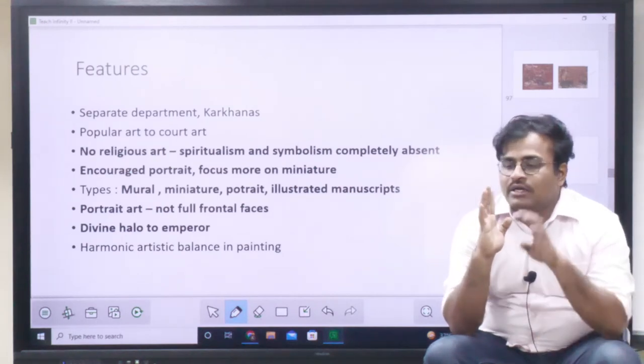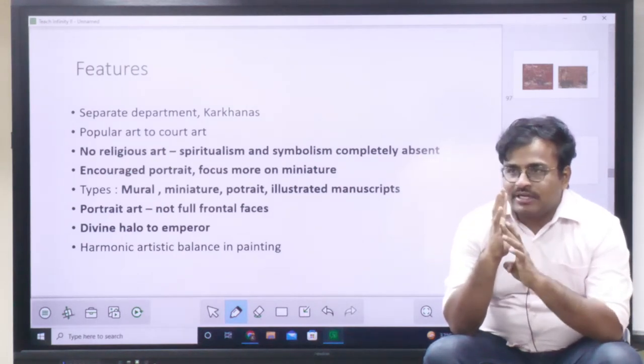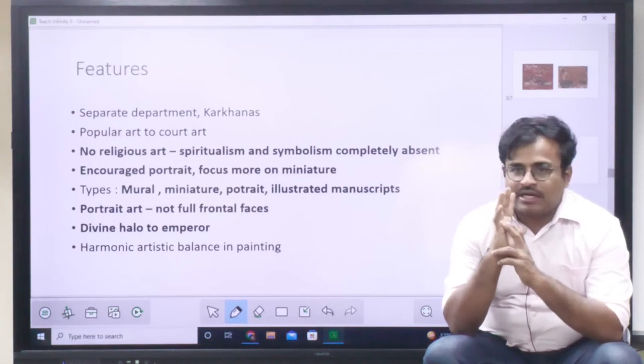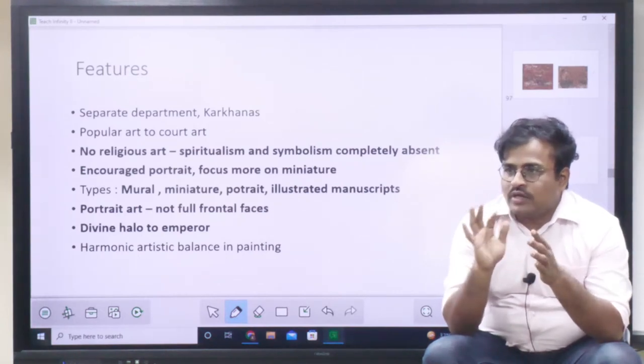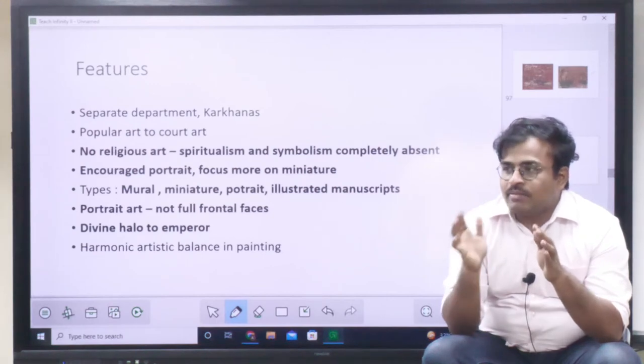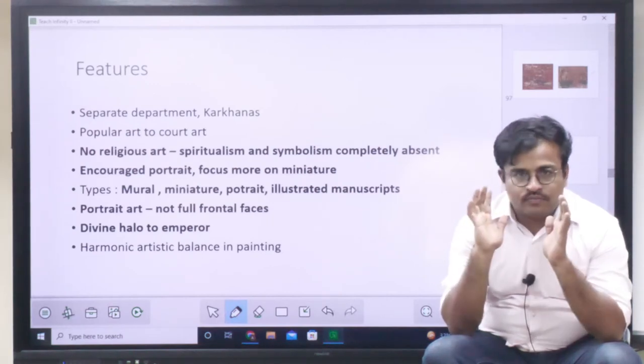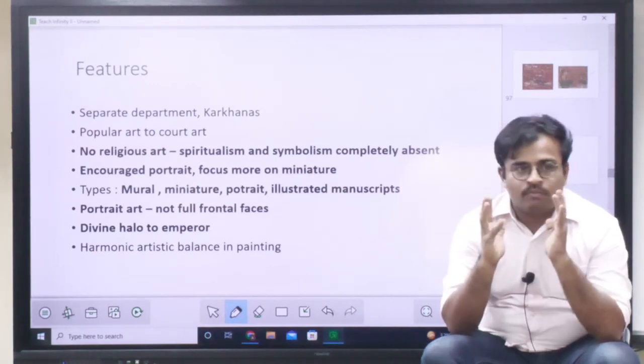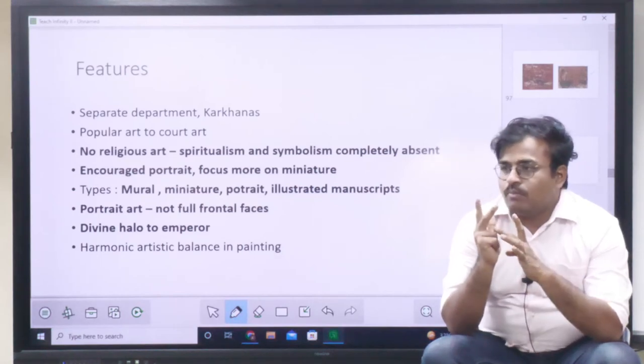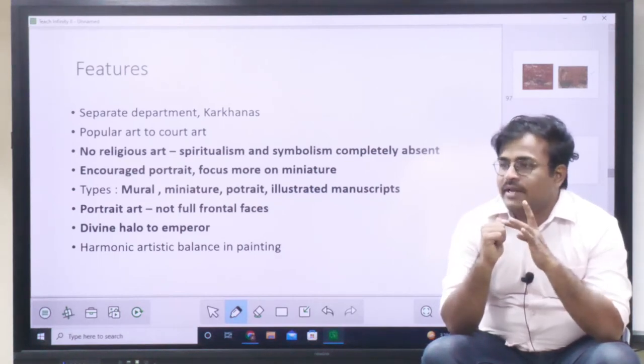And the fourth kind is that the Mughals were very much interested in natural life, particularly animals and other things. They got these paintings done and collected them in albums which are known as murakkas. So murakka is one, second is portrait, third is mural, and fourth is miniature paintings.